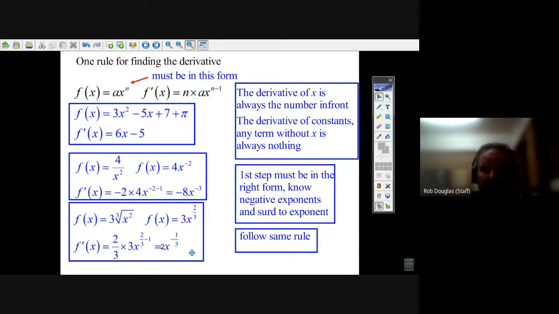Okay, that's the first part. See, we're following the same rule all the way through.